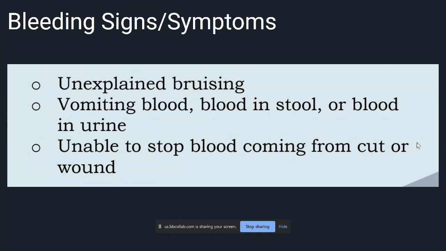If the patient is vomiting up blood, having blood in the stool or blood in the urine, that is another sign to seek help. And if the patient is unable to stop the blood coming out from a cut or a wound that has been bleeding nonstop for a while, that is also a reason to go and get help as well.